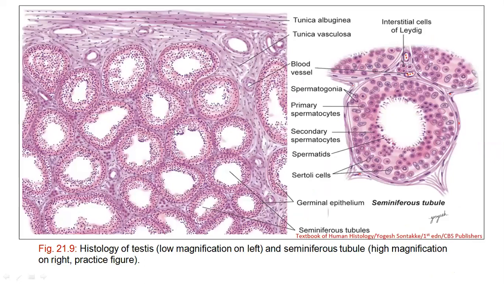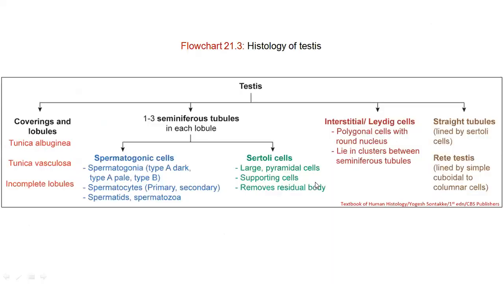Histology of testis. You are finding these are all seminiferous tubules. In between we have Leydig cells. In each seminiferous tubule we have developing spermatogonia. Towards the lumen we have mature sperms, right? In between we have Leydig cells, right? Within the seminiferous tubules you also find a supporting cell, that is Sertoli cell, right?